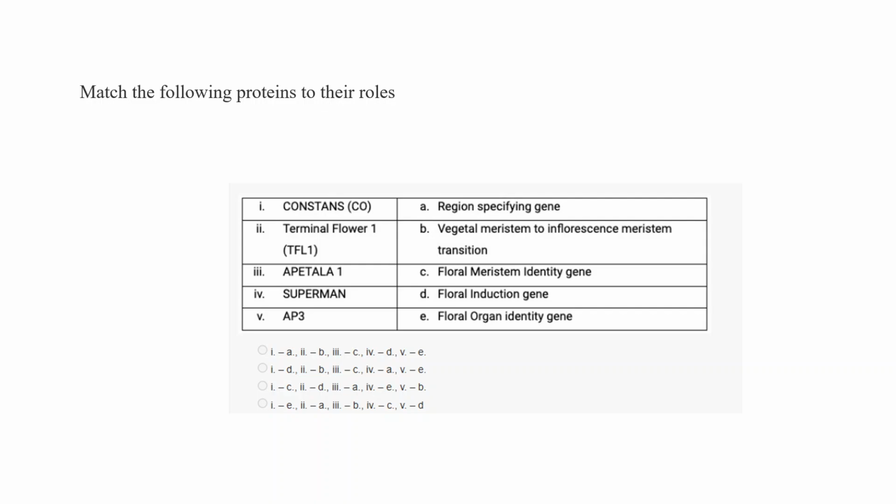Okay, now this might look a little confusing. The question is to match the proteins with their roles. So we have Constans, Terminal Flower 1, which we call TFL1, Apetala 1, Superman, AP3 on one side. On the other side, we have region specifying gene, vegetative meristem to inflorescence meristem transition, floral meristem identity gene, floral induction gene, and floral organ identity gene. So I'll give you 3 minutes. In 3 minutes, you try to answer this question and then we'll discuss it.